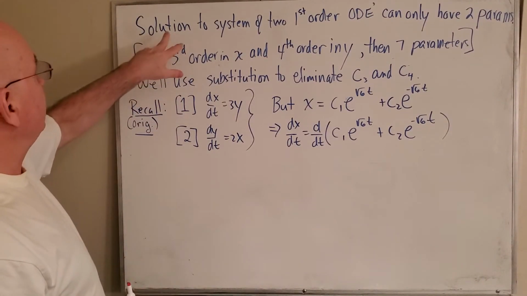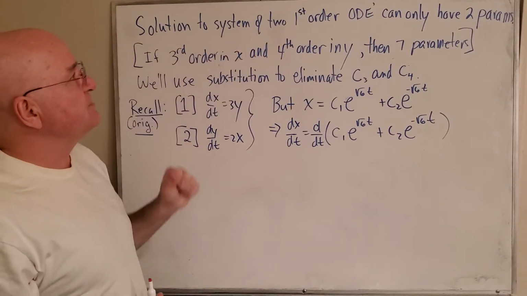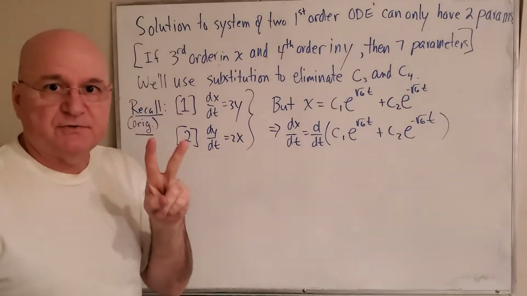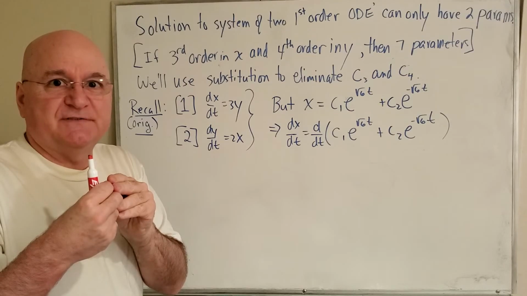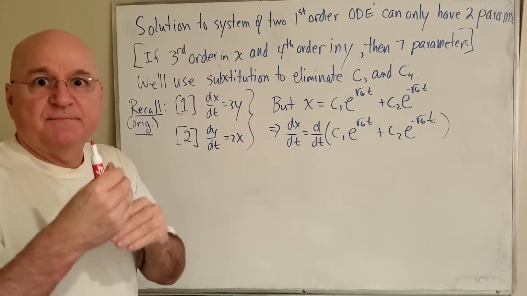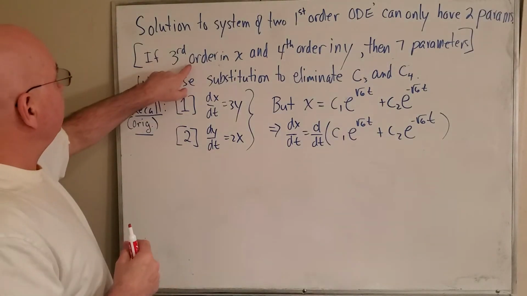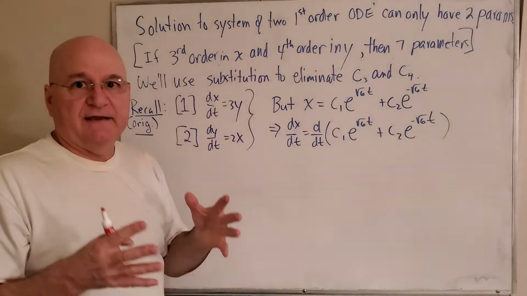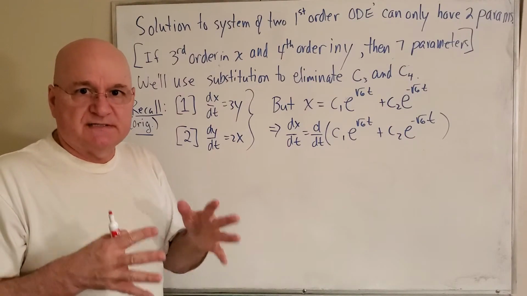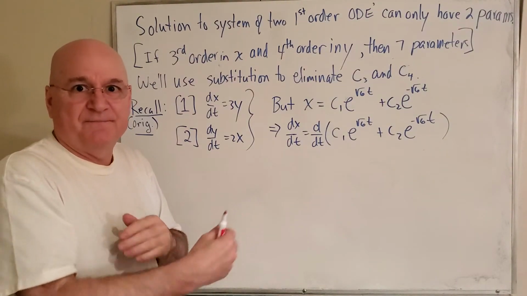Okay, I put a note up here. Solution to a system of two first-order ODEs can only have two parameters. Basically, the number of parameters is the order of the differential equation. You have two of them, so you'll add them together. For example, if you have a third order in x and a fourth order in y, then you can have 7 constants, 7 parameters. C1 through C7 are parameters.